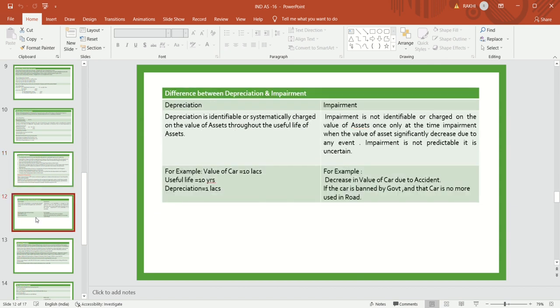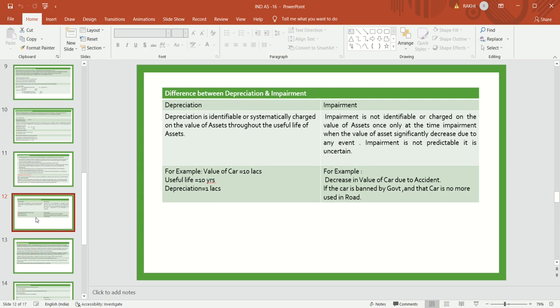Difference between impairment and depreciation. Depreciation is to be charged on a systematic basis over the useful life of the asset. An impairment is not charged systematically; it is charged on the value of the asset only once, at the time of impairment. It will be charged only once in a while, when the value of the asset significantly decreases due to any event.